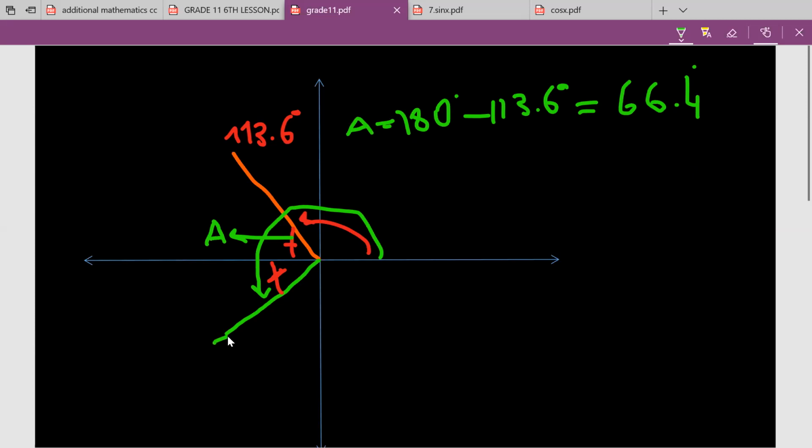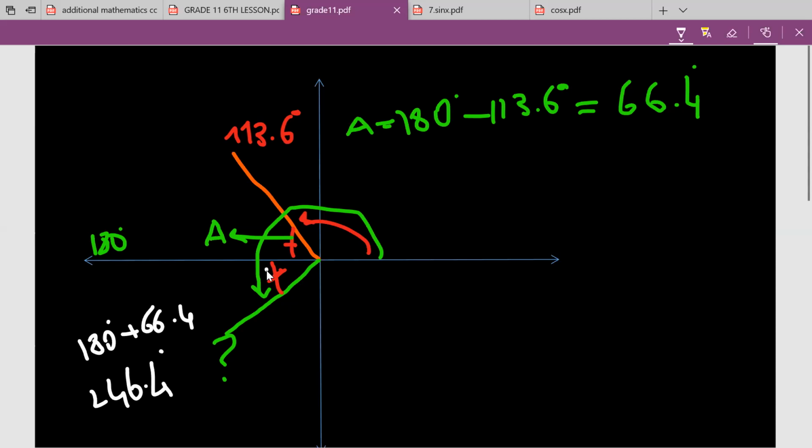To find the value of the green question mark, what will I do? Till here, what is the angle? 180 degrees. And I told you there is a symmetry, acute angles will be equal. 180 plus 66.4 equals 246.4 degrees. This is the answer.